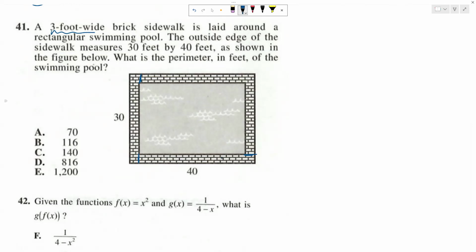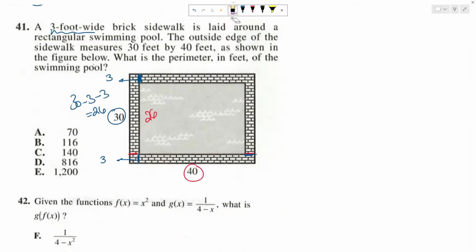So if this whole side is 30, and there's this 3-foot width here and another 3 on that side, then the pool is 26 feet. Again, how did I do that? I basically did 30 minus the 3 and minus the other 3, which got me 26. The same thing will happen to that 40, because there's this 3 here and another 3 here. Minus 6 will be 24, not 26.